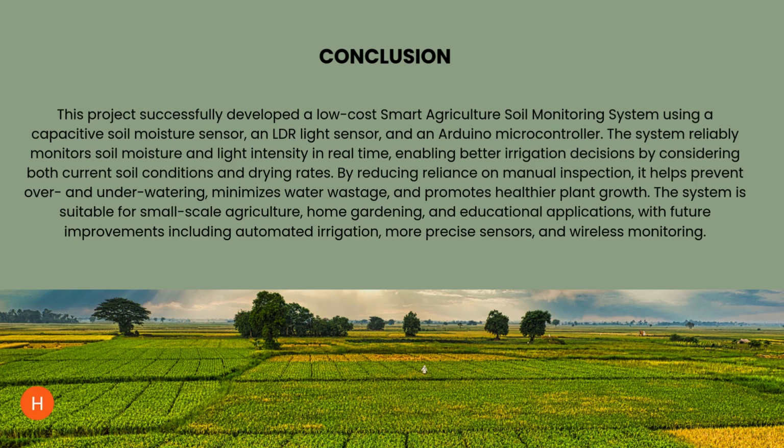Now that we have reached the end of the presentation, it's time to conclude our project. This project successfully developed a low-cost smart agriculture soil monitoring system using a capacitive soil moisture sensor, an LDR light sensor, and an Arduino microcontroller. The system reliably monitors soil moisture and light intensity in real time, enabling better irrigation decisions by considering both current soil conditions and drying rates. By reducing reliance on manual inspection, it helps prevent over- and underwatering, minimizes water wastage, and promotes healthier plant growth.